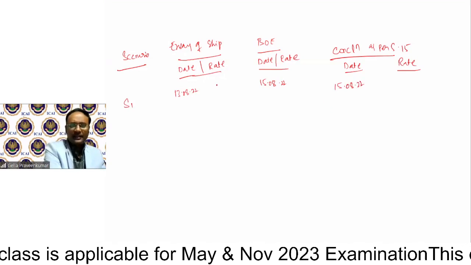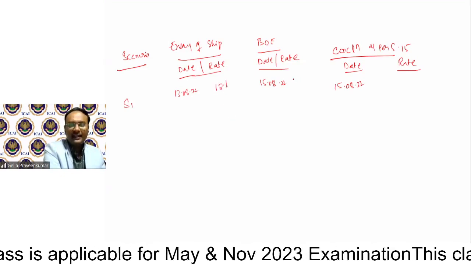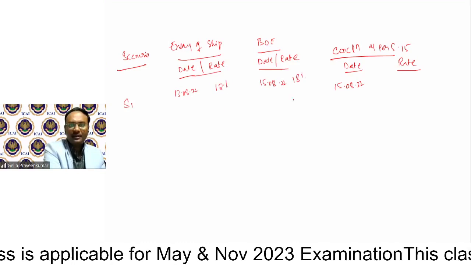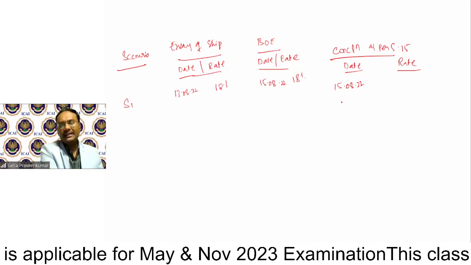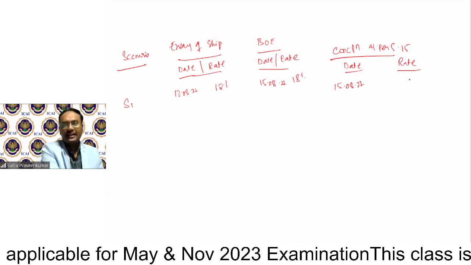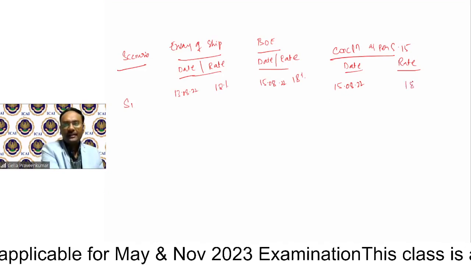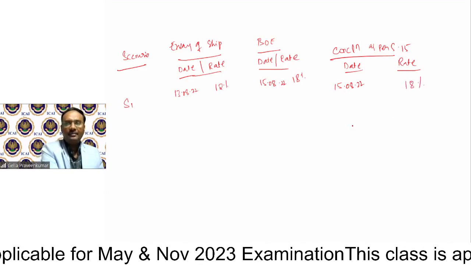Assuming for a moment, the rate of tax happens to be 12% on this date, and the rate of tax happens to be 18% on this date. Now, because my section 15 says the date of relevance is later, 15th August is the relevance. Accordingly, my rate of duty happens to be 18%.